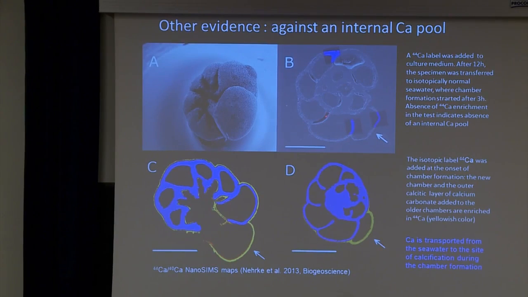And then for another experiment, the foraminifera was in water with this 44 label. Then the foraminifera was taken out and put in normal seawater. And as you see, the last chambers are now labeled with the 44 calcium. So this means this evidence goes against a calcium pool.